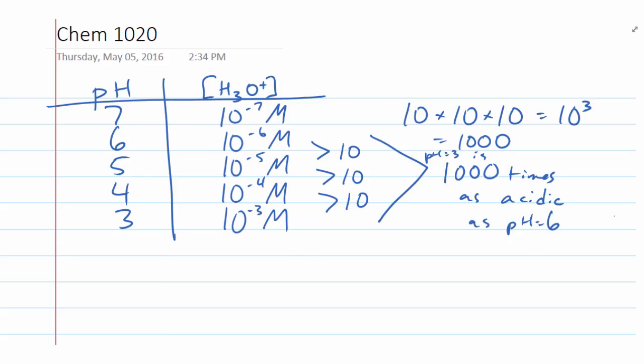So if you talk about a Richter scale 9 versus a Richter scale 8, a Richter scale 9 earthquake is 10 times as intense as a Richter scale 8, which is 10 times more than a Richter scale 7. And so if you compare a Richter scale 9 to a Richter scale 7, the Richter scale 9 is going to be 100 times the intensity of a Richter scale 7.